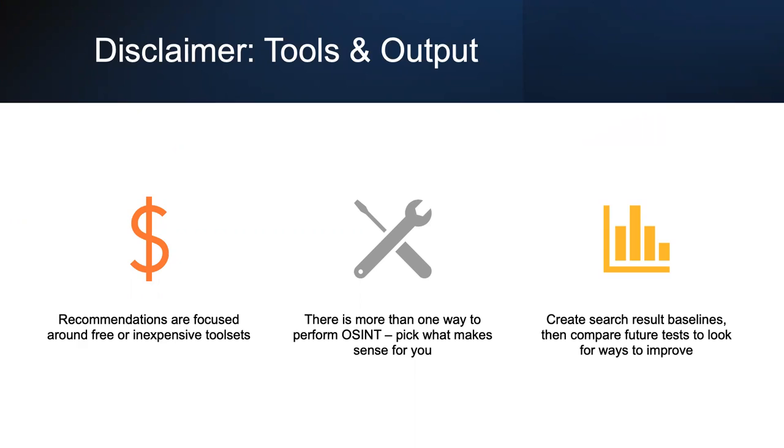Also, there's more than one way to do this. So if you have a method that works better for you, stick with that. You also want to start with a baseline. So when you're comparing tools or some of these new techniques that you might see today, basically create a baseline of information for the search that you're trying to perform, and then just run different tools and run different commands to see if you get better results compared to that baseline.